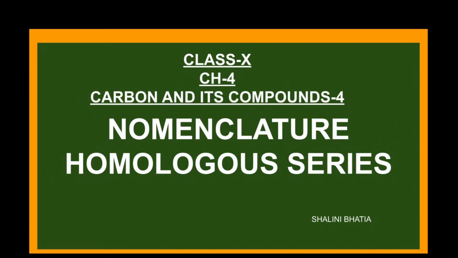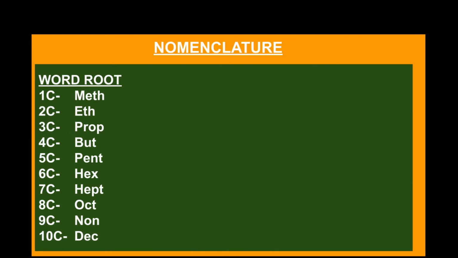Children, we will be discussing the naming of organic compounds today and also different kinds of homologous series. The naming of organic compounds is done by an organization known as IUPAC, the International Union of Pure and Applied Chemistry, so that the names of organic compounds throughout the world are similar.